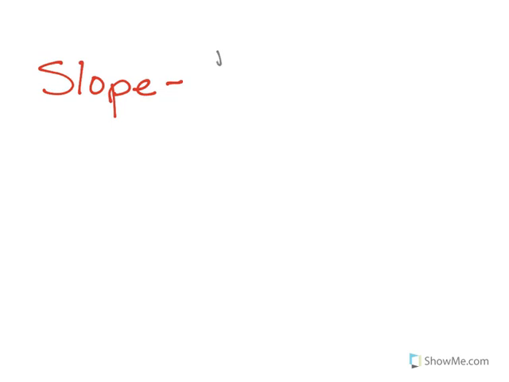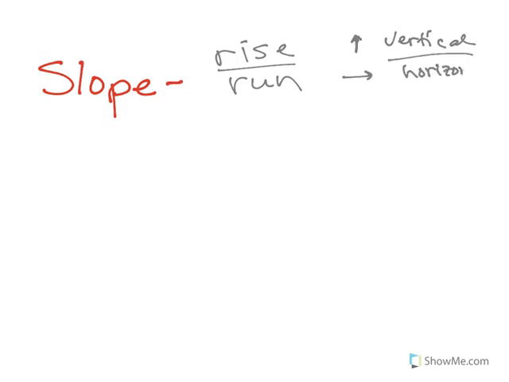Oftentimes, you will hear people say, well, it's just simply rise over run. And while this is theoretically correct, it's not very mathematical. But what does this tell us? Well, when you rise, you go up, so you think of vertical. Whereas when you run straight ahead, you run horizontally. So this is the idea, that we have vertical change over horizontal change. That's kind of how we think about this.